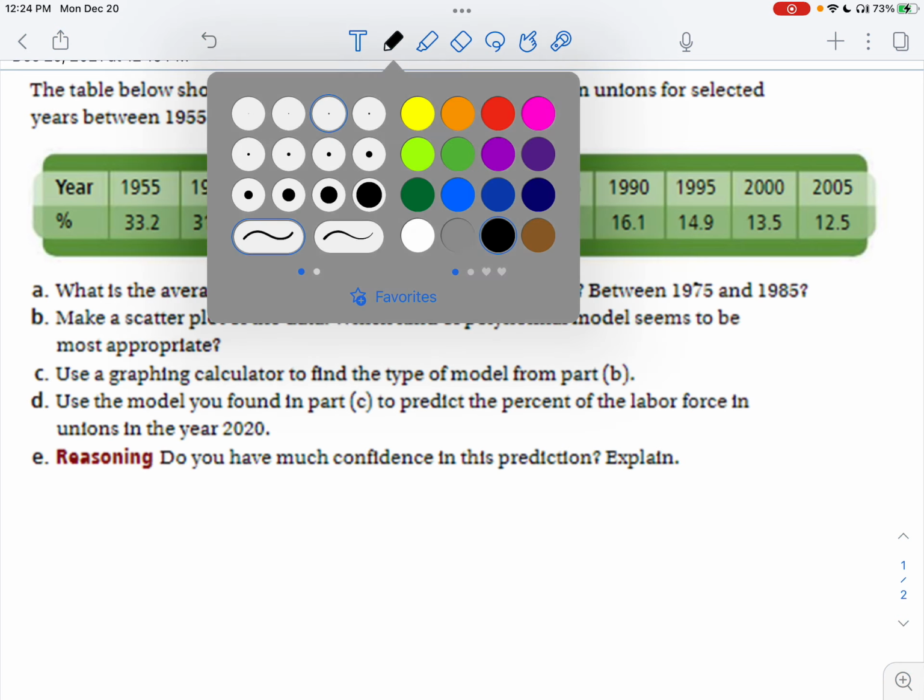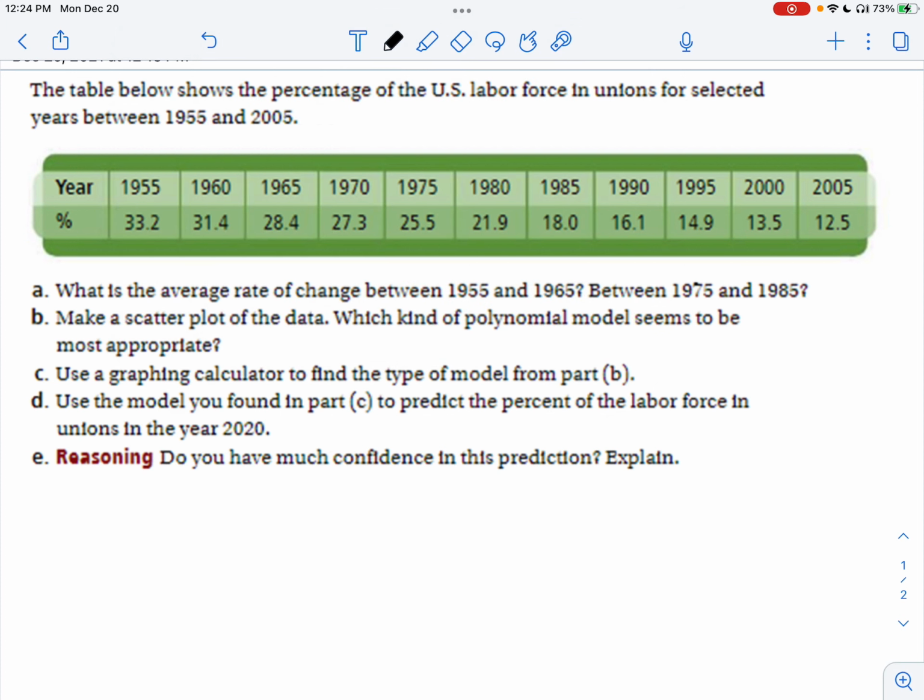So let's see here. We have the table showing the percentage of U.S. labor force in unions for selected years between 1955 and 2005. We are going to let 1900 represent x equals 0. So this is actually going to be 55, 60, 65, 70, 75, 80, 85, 90, 95, 100, and 105.